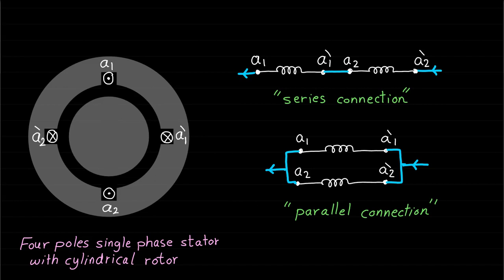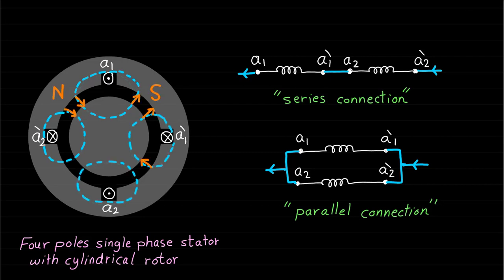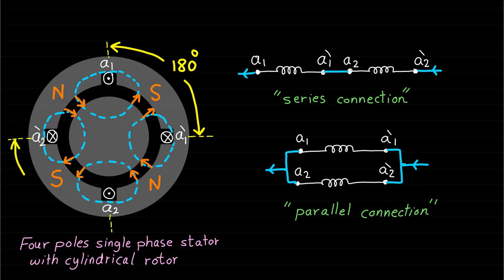Basically, this single-phase stator represents a four-pole stator because these coils produce magnetic fields equivalent to the magnetic field of four poles when it is excited as shown. Note that the angle between the sides of each coil is still 180 degrees in electrical angle.